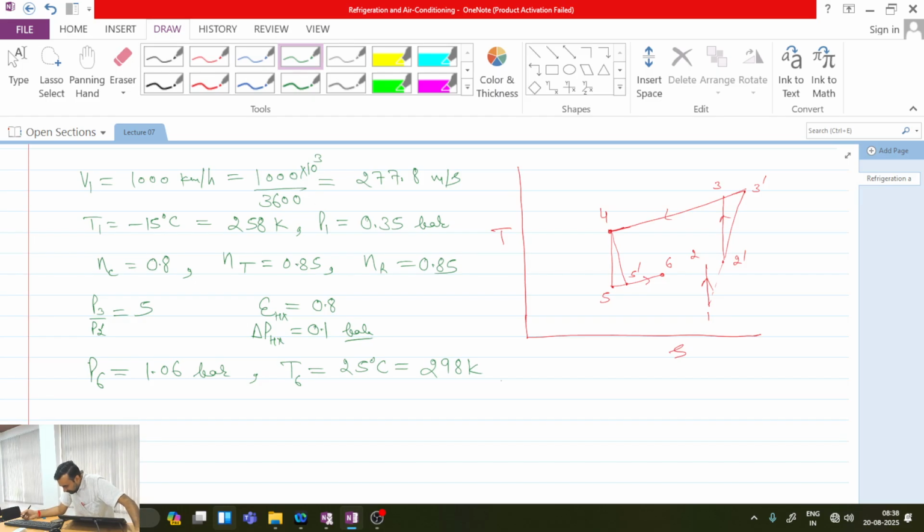Assuming a simple aircraft air conditioning cycle, the first part is we need to determine pressures and temperatures at various points. That is the first one. Okay, how to start? I know pressure and temperature at point 1. How to calculate pressure and temperature at point 2?